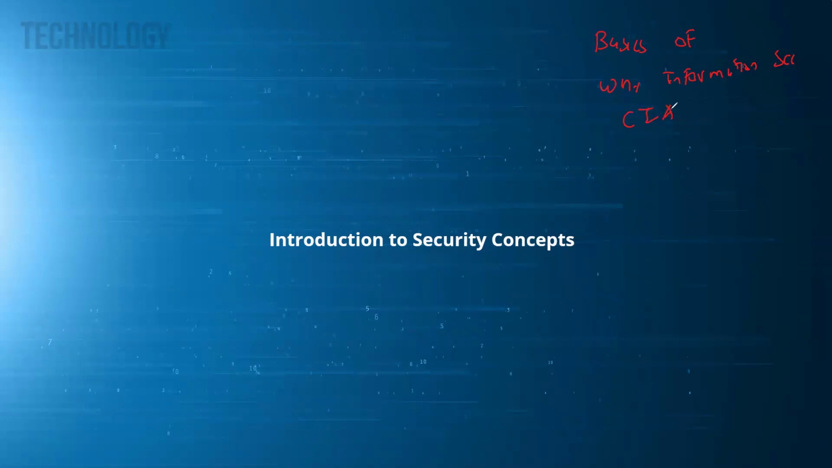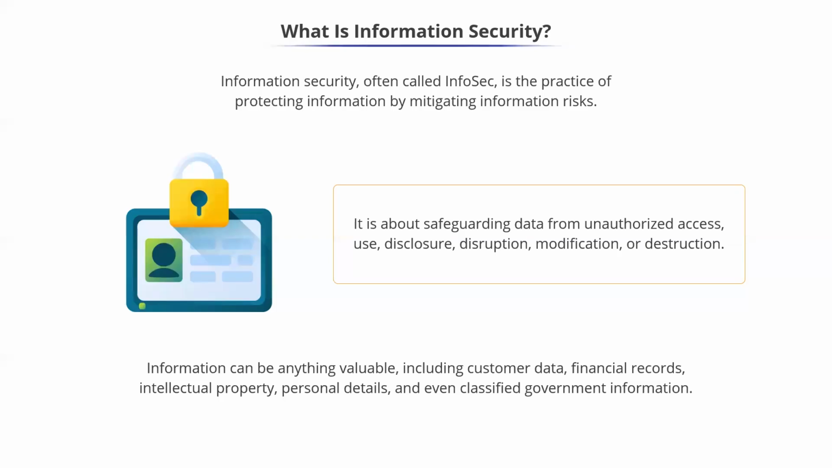CIA stands for confidentiality, integrity, and availability. We will try to cover these things in the simplest manner with the help of an example. I know you all are new to this field, but you are experienced people working in a corporate, so you can correlate the things. Let's start now. So, why information security?